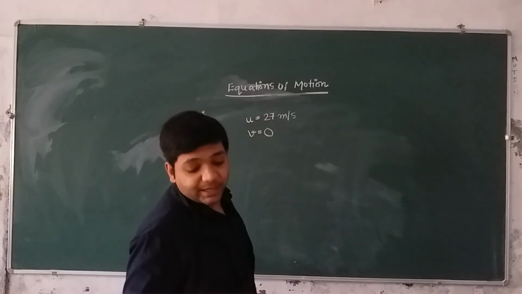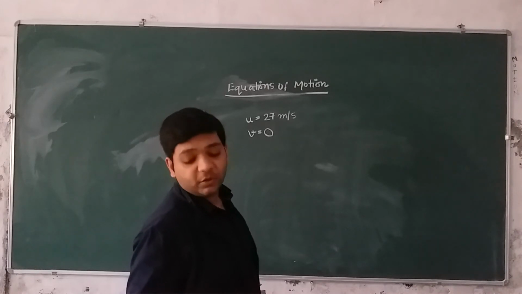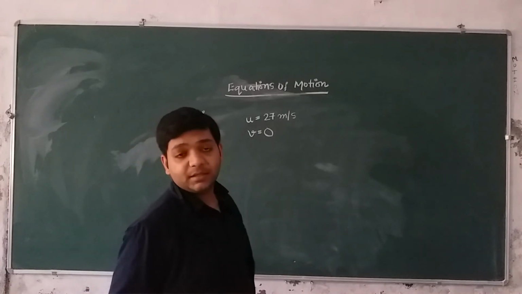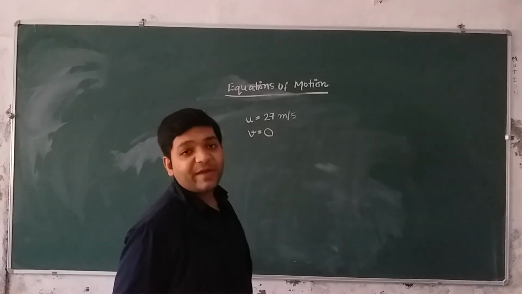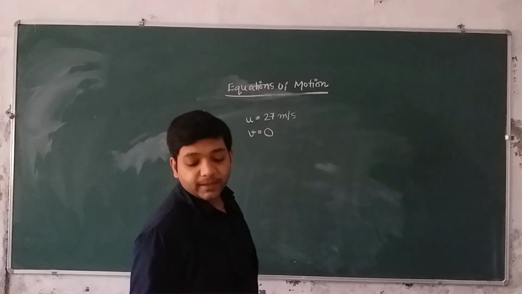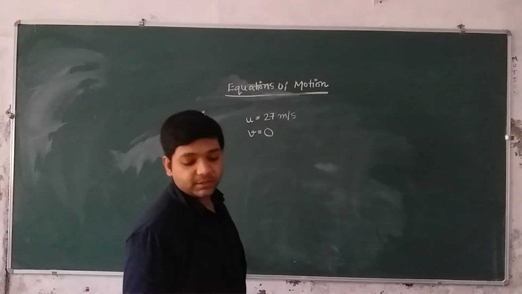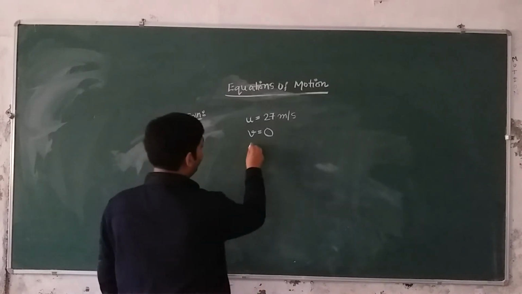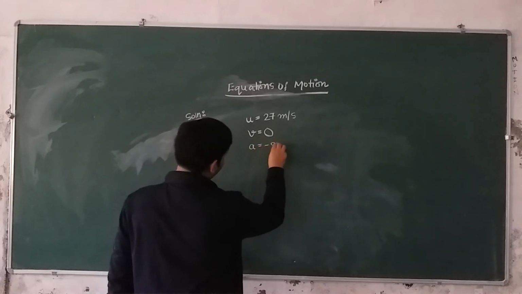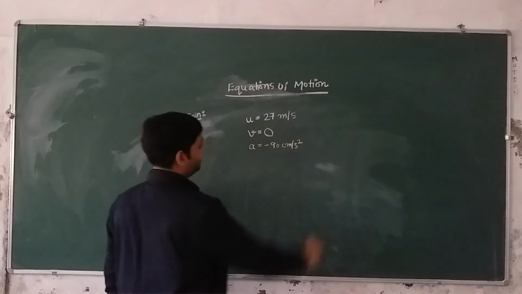Now it is saying that when brakes are applied to a car, it produces a uniform retardation of 90 centimeter per second square. What is retardation? Retardation is negative of acceleration. Negative acceleration is called retardation. And because it is uniform, we can use the equations of motion. So the value of a is minus 90 centimeter per second square.